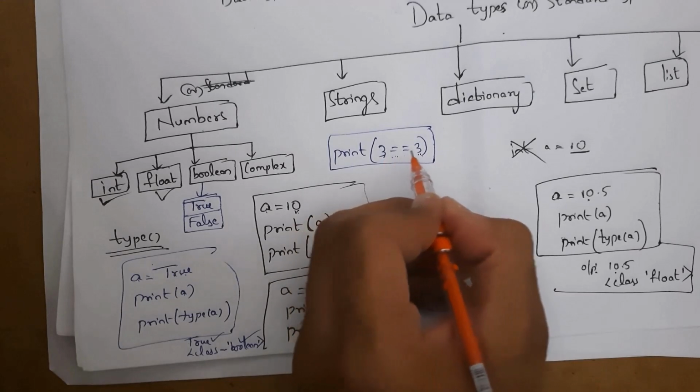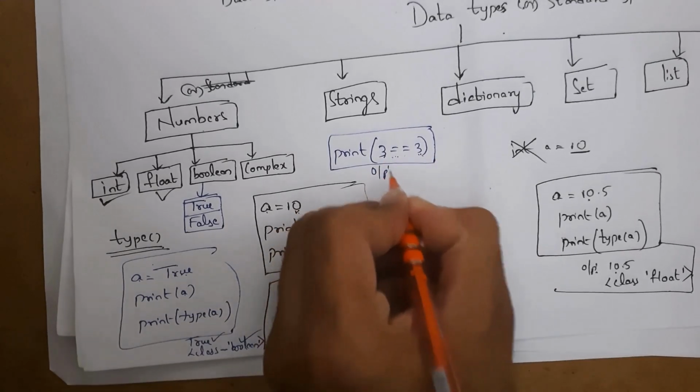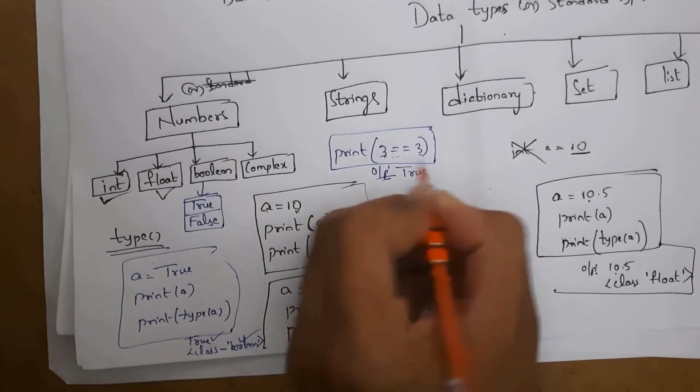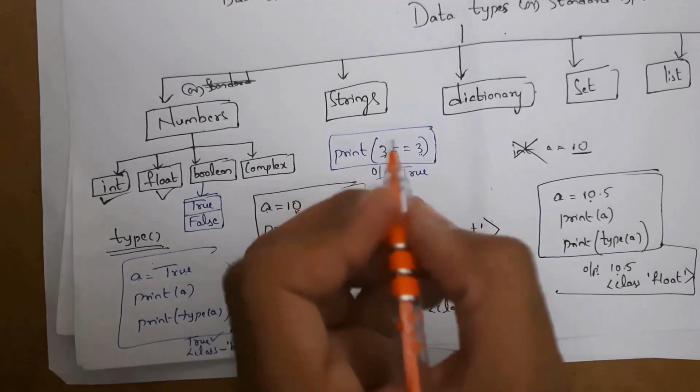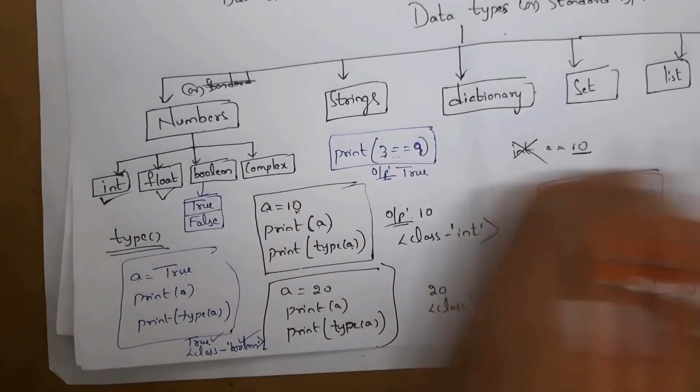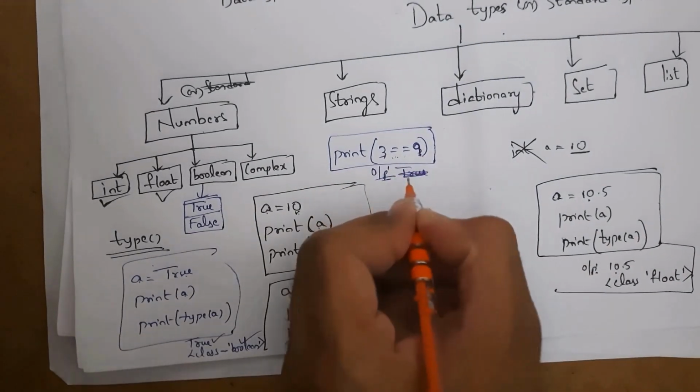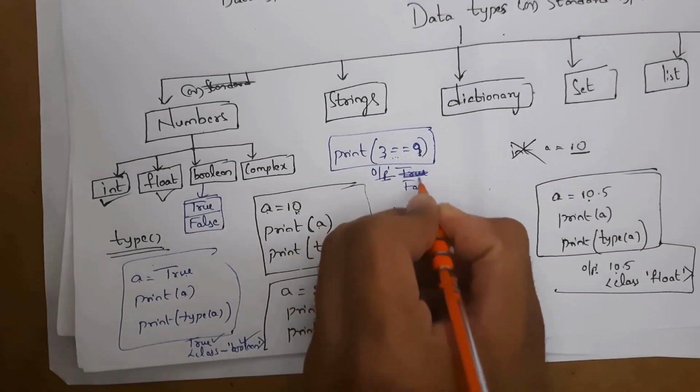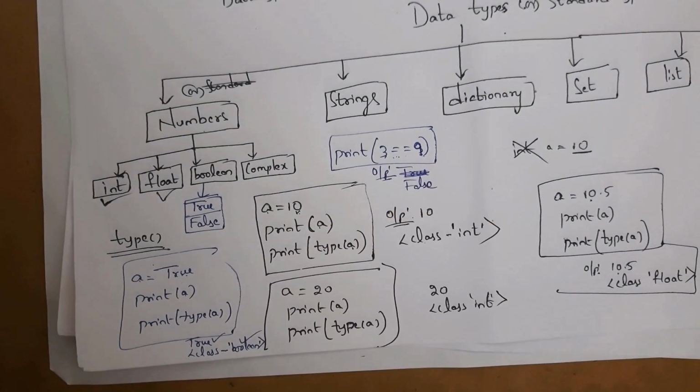I written here 3 double equal to 3. Whenever you execute this program, then I will get output True because 3 is equal to 3. For example, if I write here 3 double equal to 9, then here I will get output False because 3 is not equal to 9. So I will get output False. This is another way to use Boolean type.